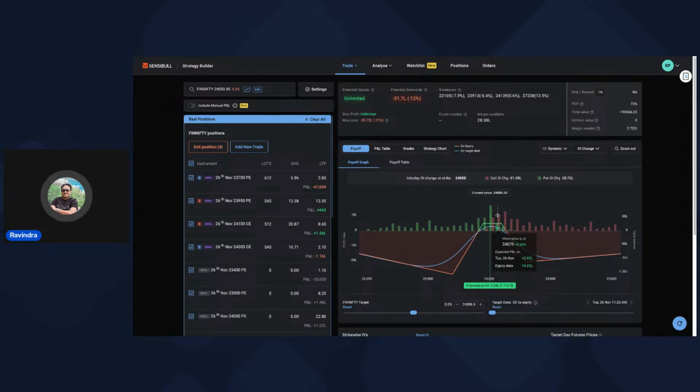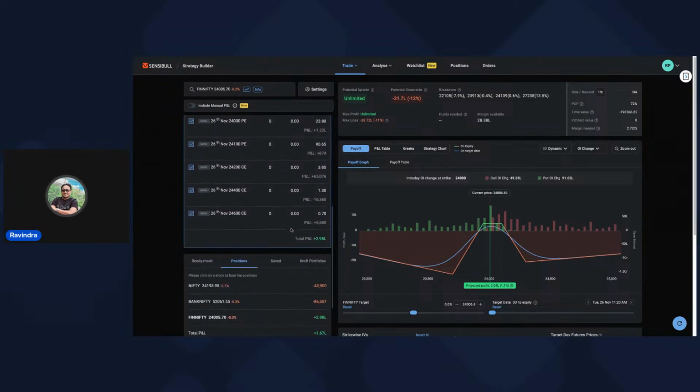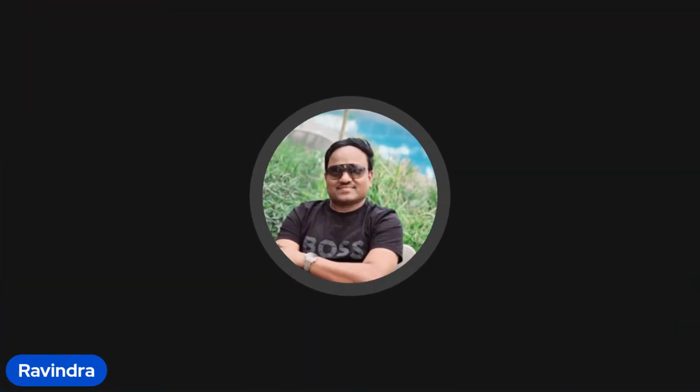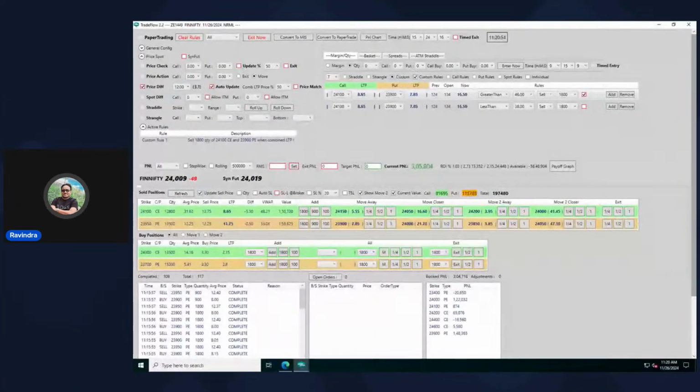So I mean, this is a bit boring to see now. There is not much of a movement, 2.94, I think. I will switch back to trade flow. I think that's where the action would happen typically.